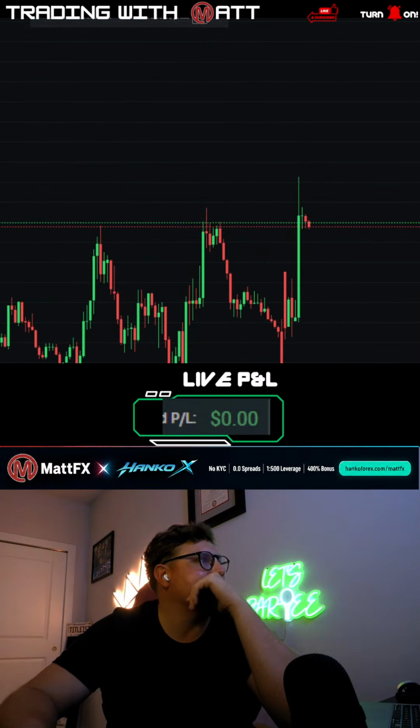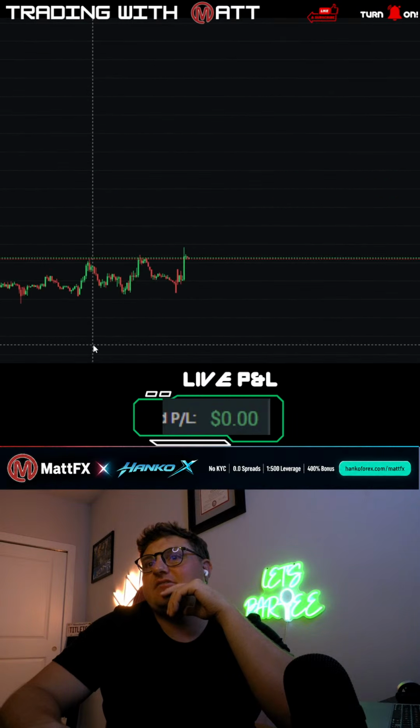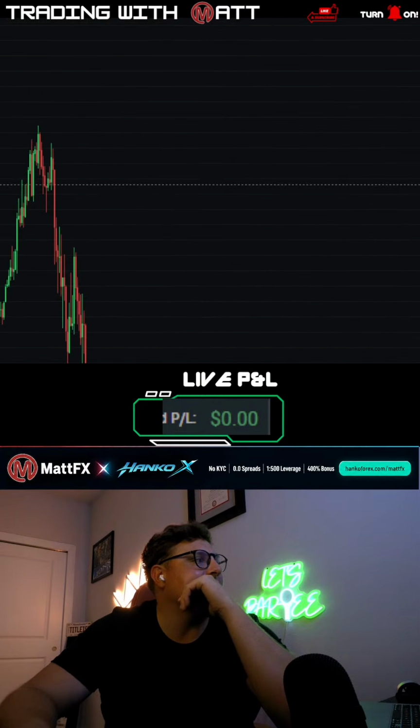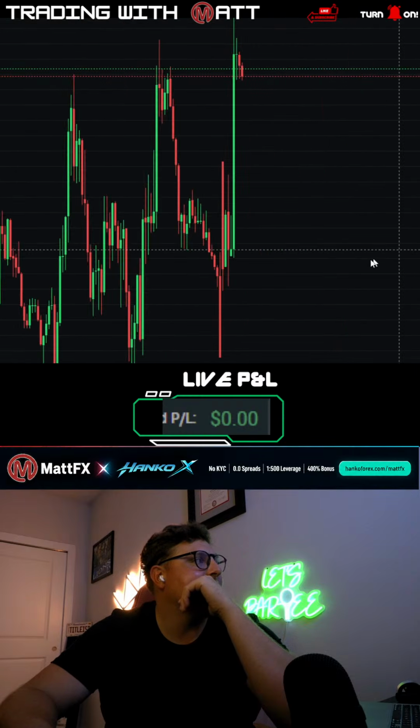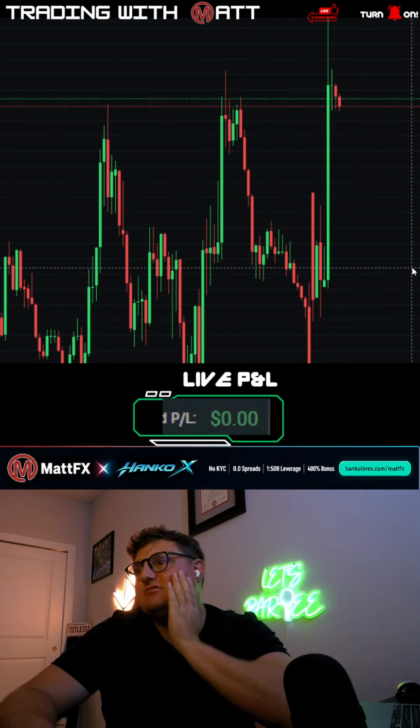I mean, we could realistically get rid of TradingView and just use the broker right now, but I'd have to figure out how to get my indicator on Hanko Trade. But yeah, this is Hanko Trade, so it looks just as good as TradingView.